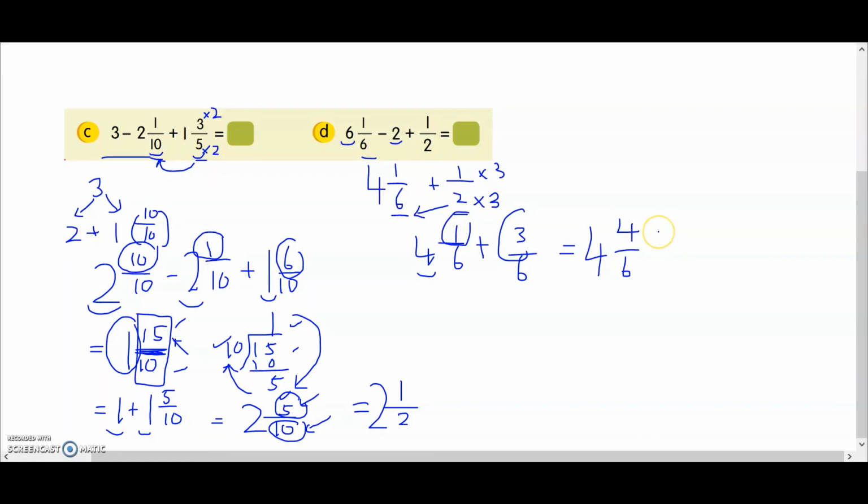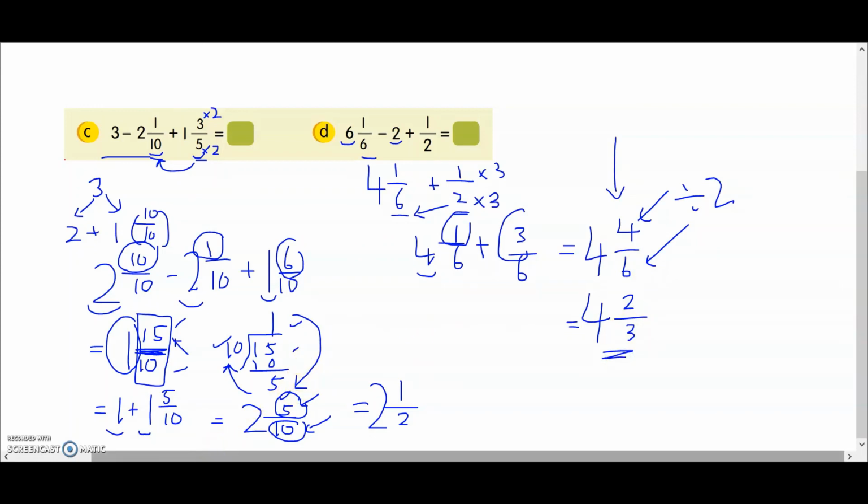Is this the final answer? It's not the simplest, so you have to simplify. You look at the numbers 4 and 6. What times table are they both in? They are in times table 2. So you can divide 2. The round number is not affected, so you don't simplify the round number. Only the fraction you simplify. 4 divided by 2 is 2. 6 divided by 2 is 3. So this is the final answer.